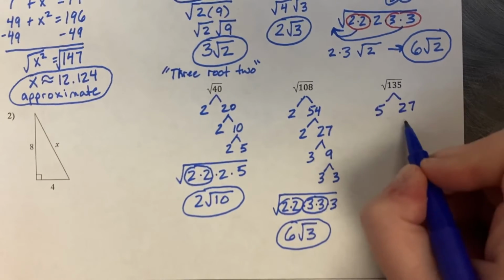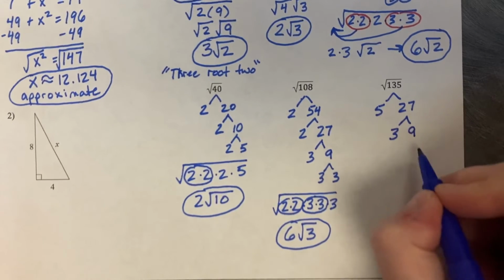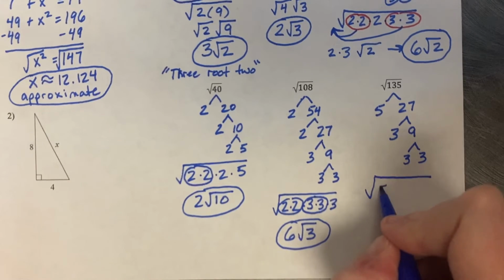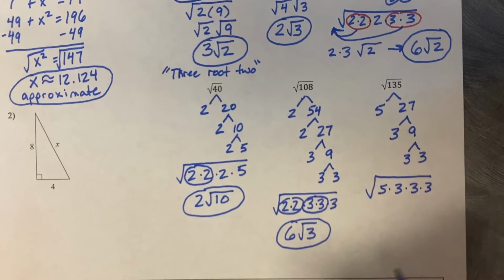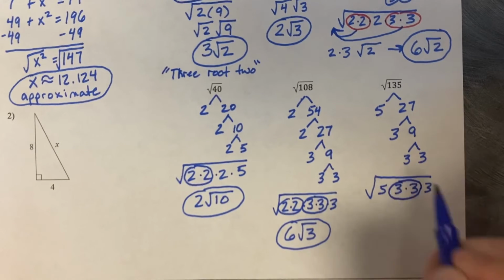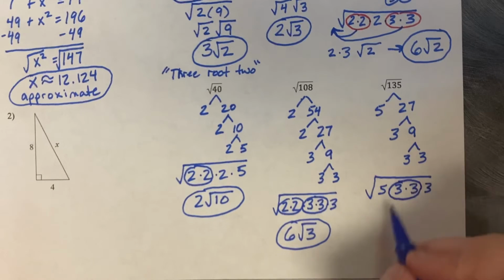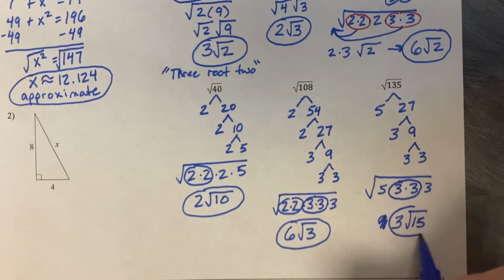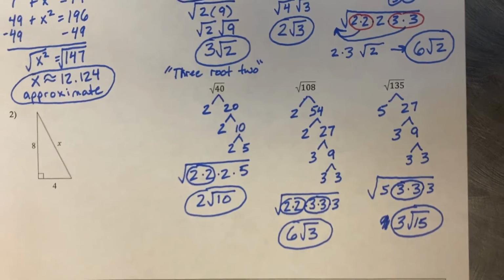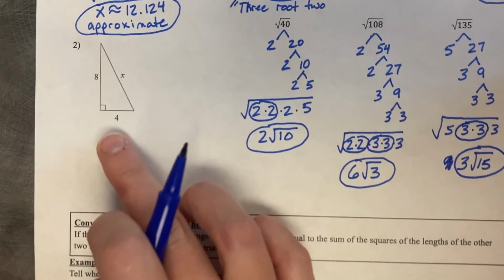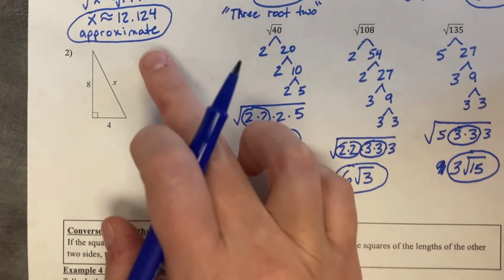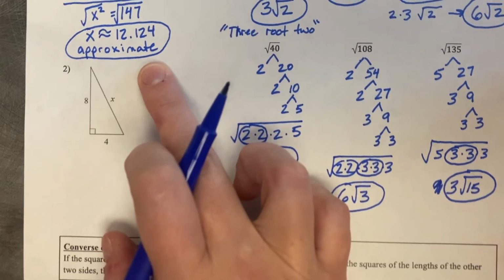5 and 27, 3 and 9, 3 and 3. 5 times 3 times 3 times 3. I've only got one pair of 3's right there. 3 times 3 is 9, and the square root of 9 is just a 3. Whoops. And then the 5 and the 3 go back together to make a 15. 3 root 15. So I'd like you to pause the video and try to answer this question. I'd like you to give me both the simplified radical answer and the approximate answer for this problem.